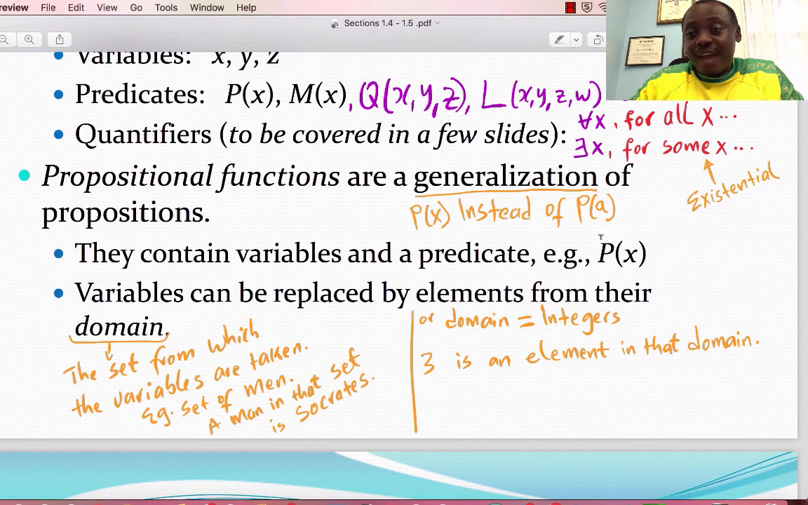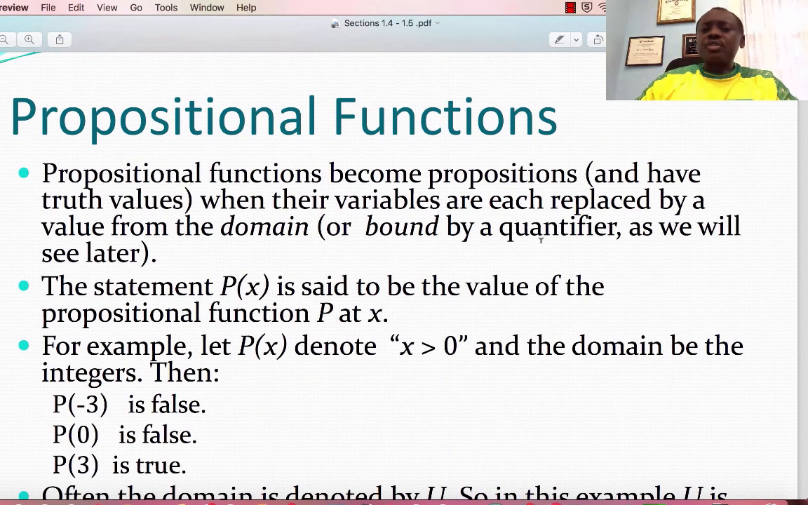So when I define the predicate P of X, I have to watch out carefully where X comes from, what the domain is. Propositional functions, as we have mentioned before, become propositions when the variables, the X, Y, Z, omega, when those variables are replaced by a value from the domain.